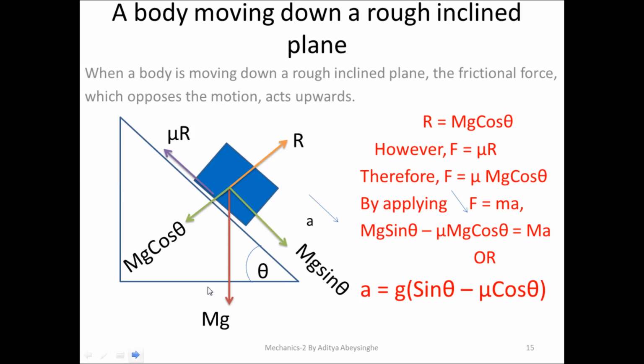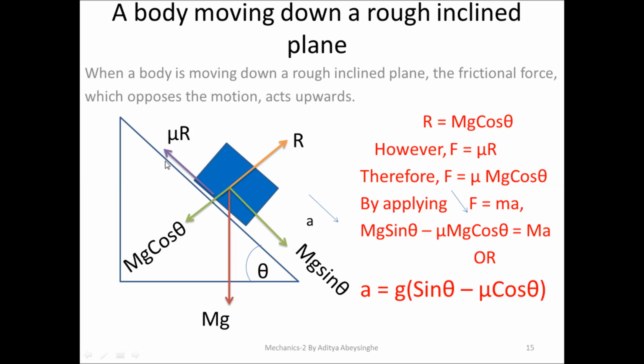And what happens when there's friction? When there's friction, you can still find R equals mg cos theta, because mg cos theta is the only value that is in this direction. So R equals mg cos theta. However, you know that at the limiting occasion of friction, F equals mu R. So R is mg cos theta, so you can substitute for R. So F equals mu mg cos theta.